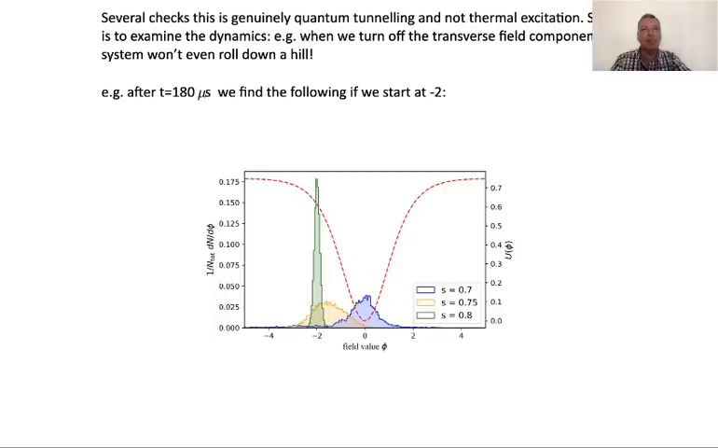So here's a simple one. Suppose I don't have two minima, but I've just got one here. So I take the potential with just one minimum at 0, but I start the field at some value up the hill, at -2. And then what I can do is turn off the transverse field component. That's the thing which is introducing the dynamics, it turns out. If I turn off the transverse field component, you find that there's no dynamics at all. It won't even roll down this hill.